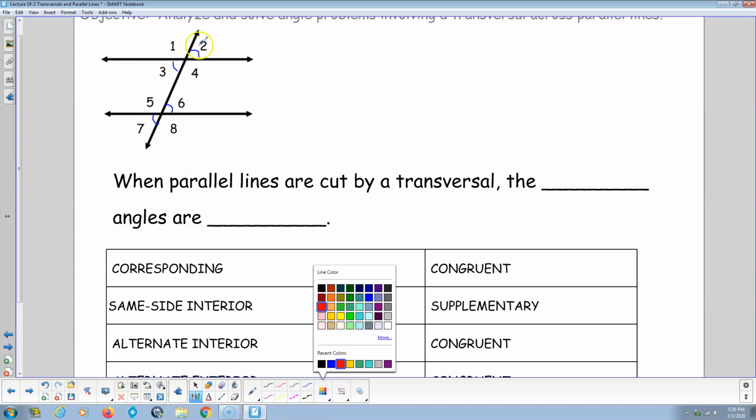And then, obviously, angle 1 is obtuse. Well, so is 4 obtuse, and of course they're vertical, so they're congruent for that reason. But 5 and 8 also look obtuse. So all the angles that look obtuse are the same measure. So 1, 4, 5, and 8.